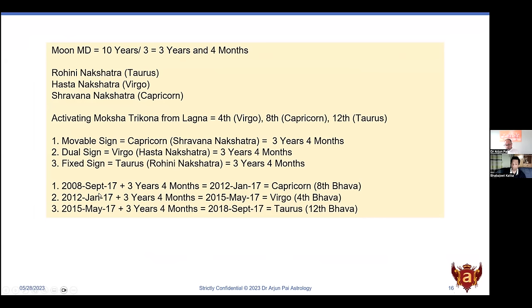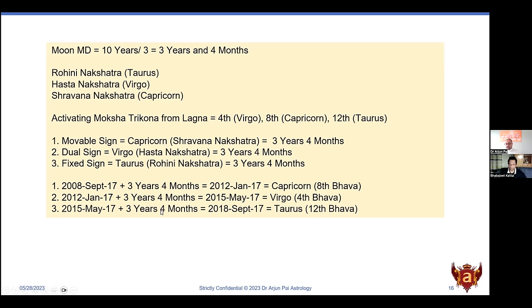Then coming to the fourth house, between 2014 and 2015, this is when he actually retired. Virgo, February 2014. The fourth house was active. He probably wanted more peace of mind, because the fourth house is peace of mind. And Virgo is a dual sign, so that dual sign is activated.